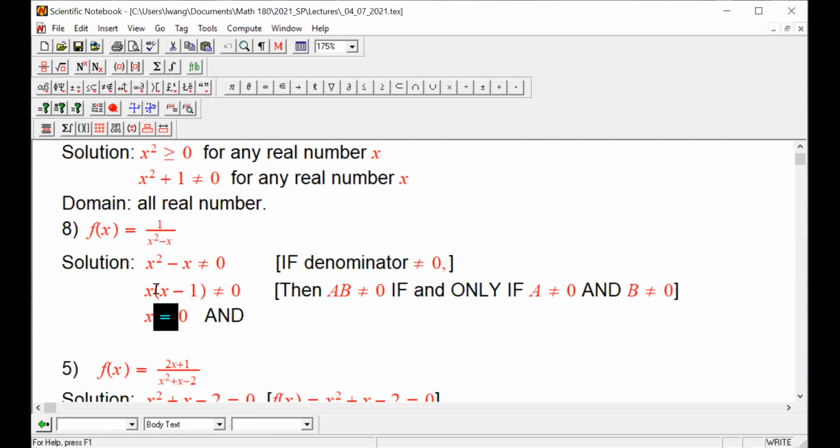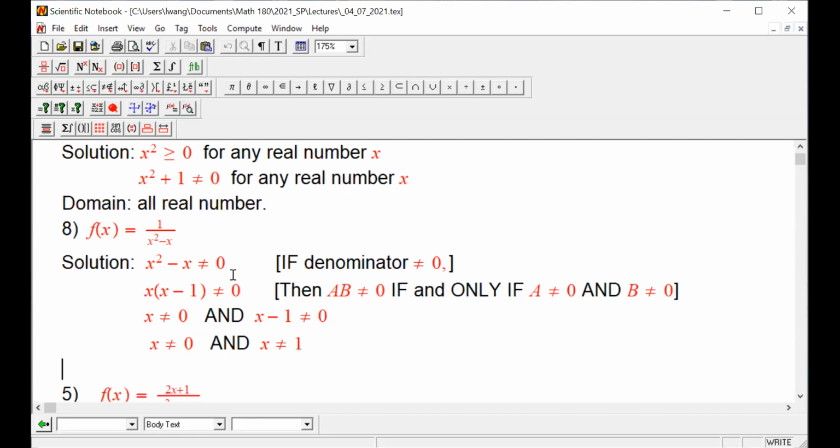Oh, sorry, this is not equal to 0, right? Over here is x minus 1 is not equal to 0. So you want to be consistent with your narrative. If you use equal to 0, you use equal to 0. If you use not equal to 0, you use not equal to 0. So in the end, we get x is not equal to 1 and x is not equal to 0. So the domain will be formed.